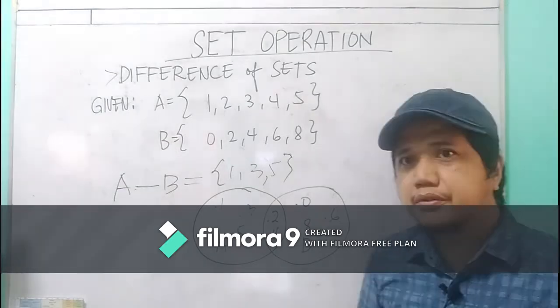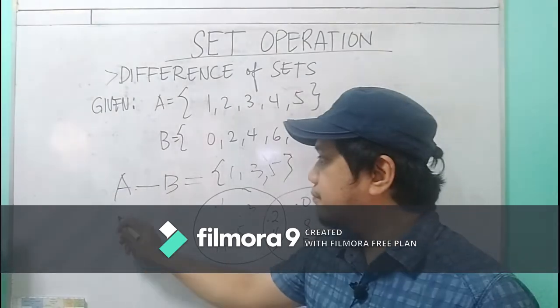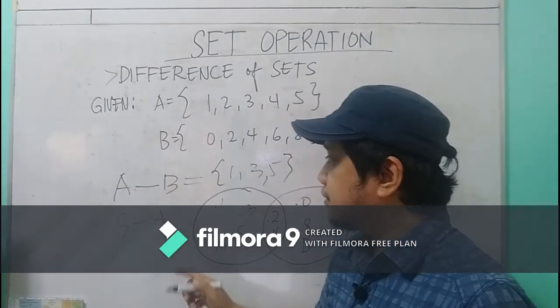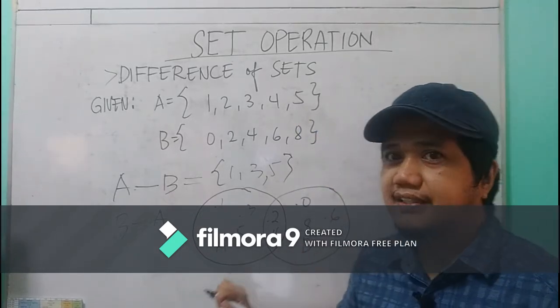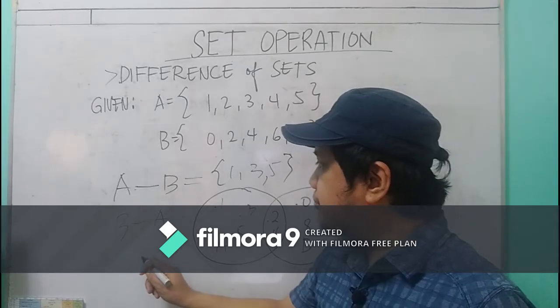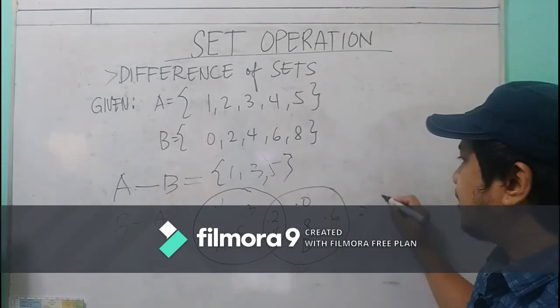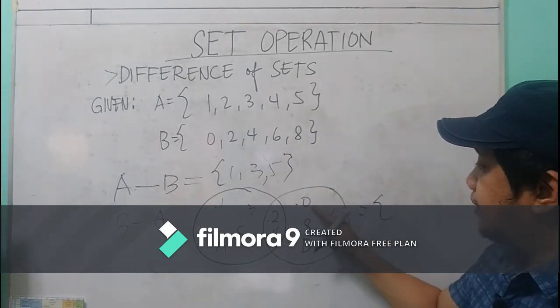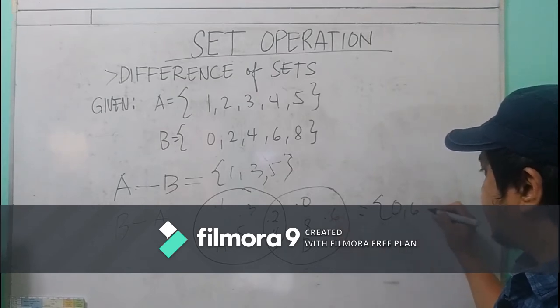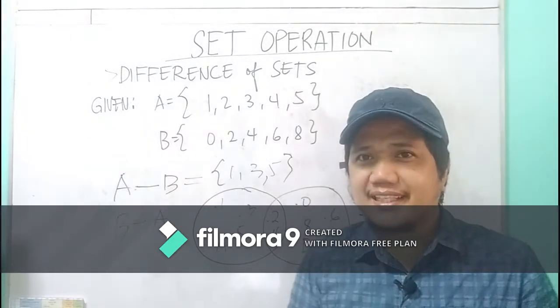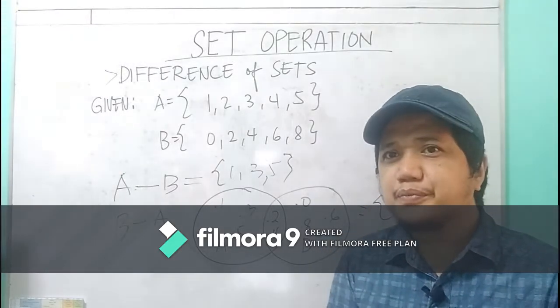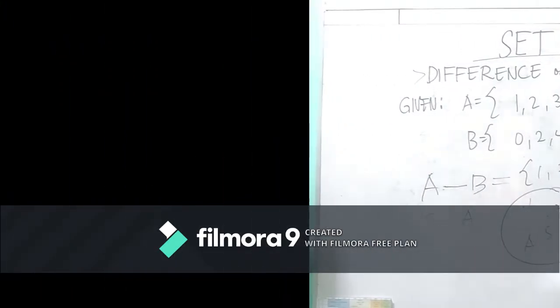In order for us to determine the difference between B and A, the same thing goes. What are the elements of B that are not in A? The elements of B that are not in A are 0, 6, and 8. So that is how we compute for the difference of sets.